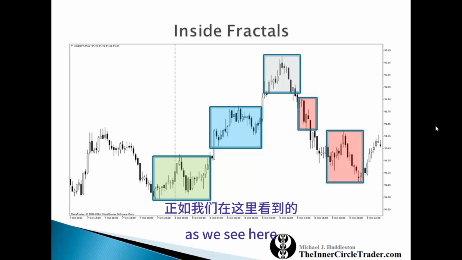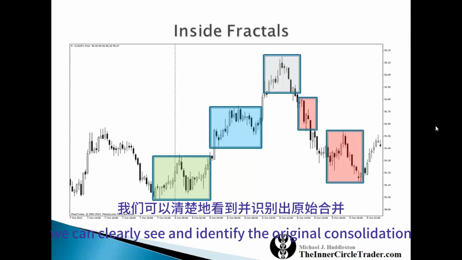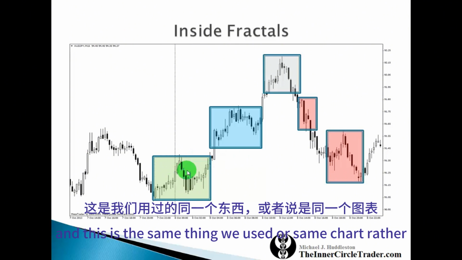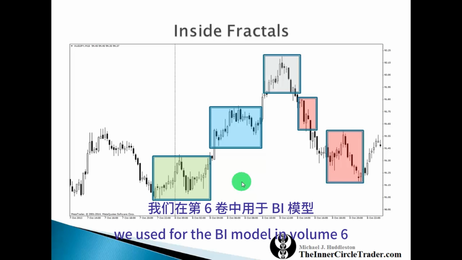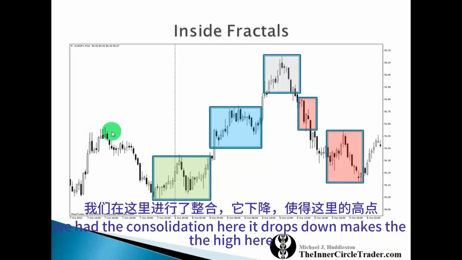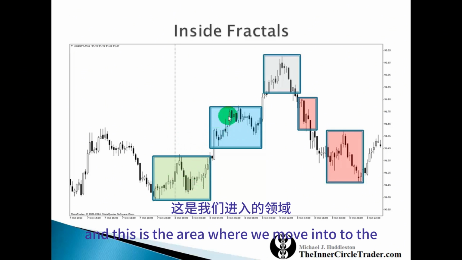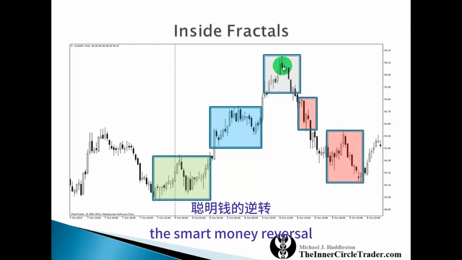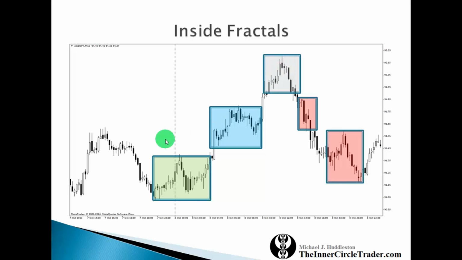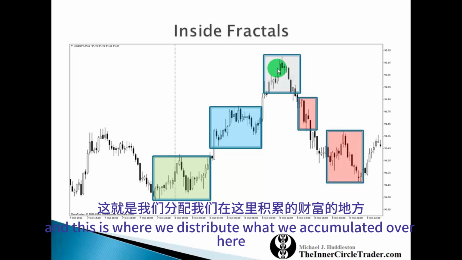Understanding fractals. As we see here, we can clearly see and identify the original consolidation. This is the same chart we used for the buy model in volume 6. We had the consolidation here, it drops down, makes the low here, and reaccumulation. And this is the area where we move into the smart money reversal. Well, I'm sorry, this is the smart money reversal, and this is where we distribute what we accumulated over here on the buy model.